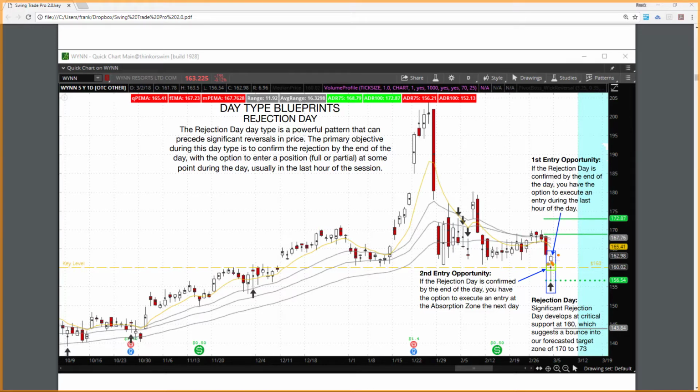162.98. Look at the midpoint of that bar. The midpoint is right where the stops came out. It was a huge day and a huge rejection. Now, in this case, there's a couple of ways that you can engage it.